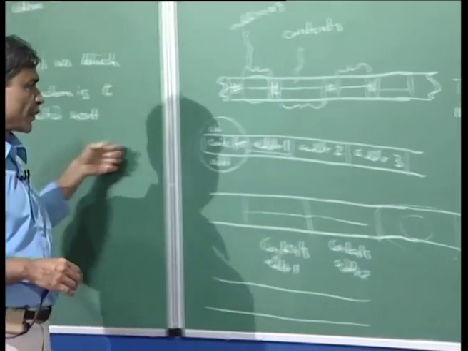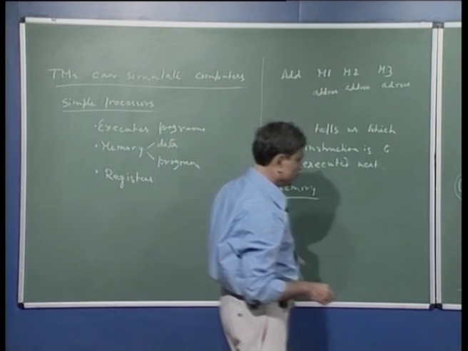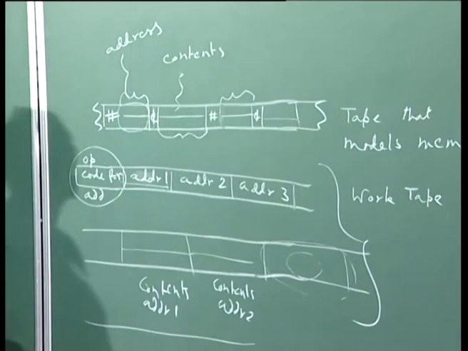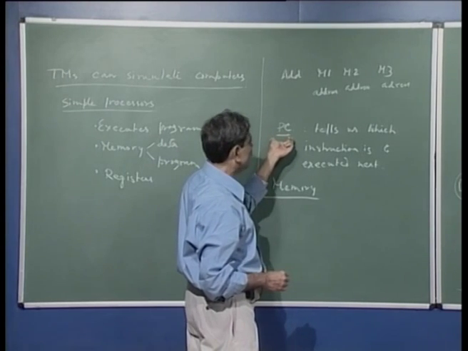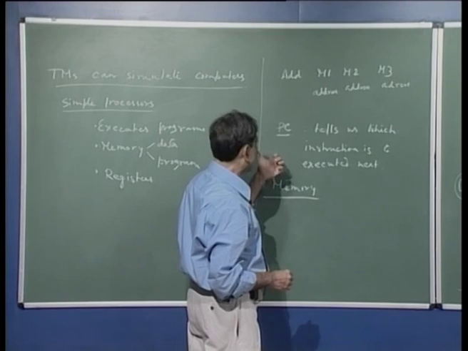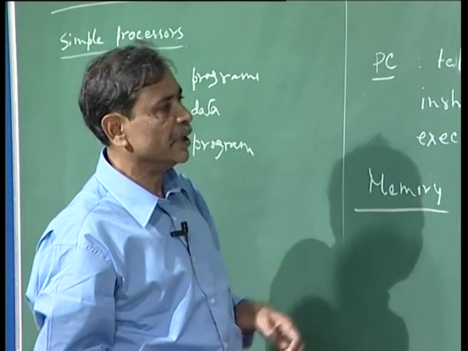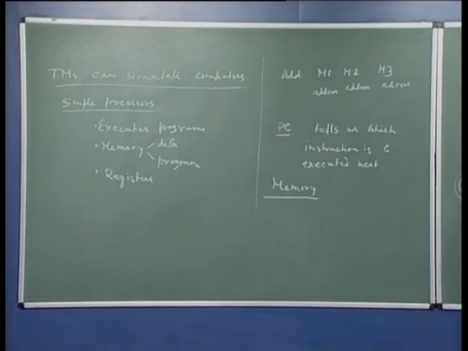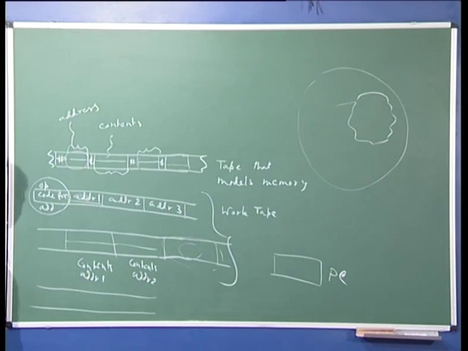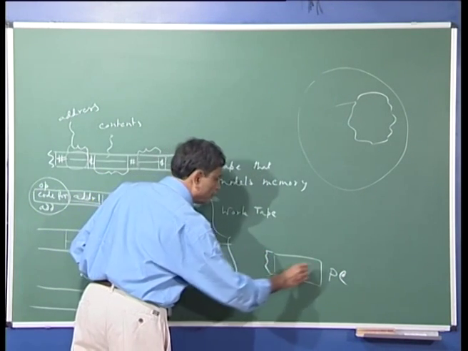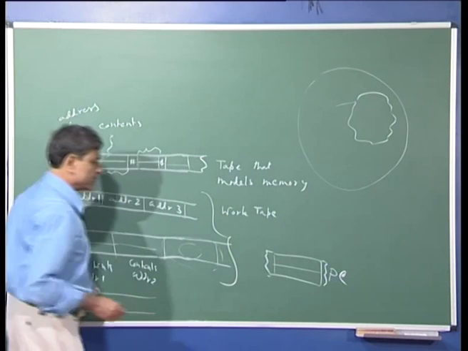So, after that, it should carry out the next instruction, right? So, where will the next instruction be? The next instruction will also be there in the memory somewhere at a cell whose address is the contents of the PC. So, basically, PC you can think of as being somewhere again on another work tape, with the program counter contents here. So, now these are all some tapes.